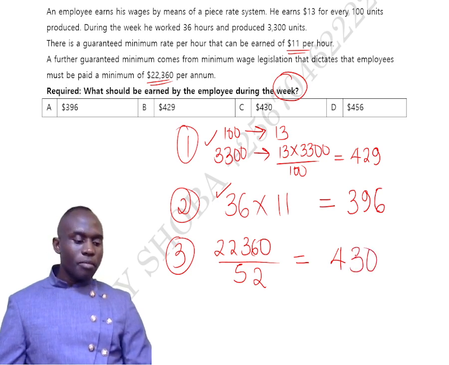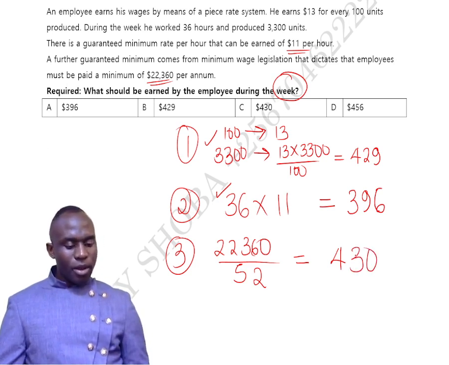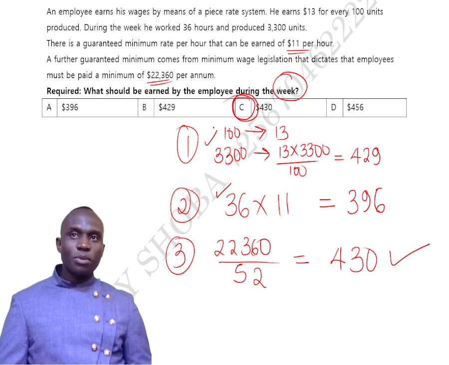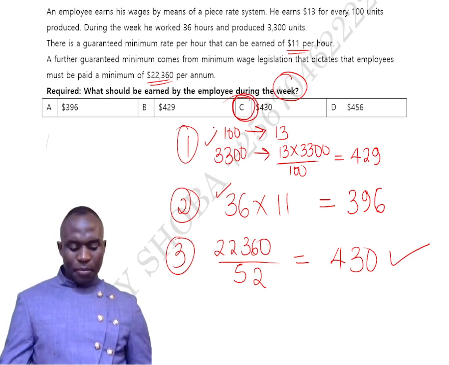So what would be the payment? The higher of the 3, and the highest of the 3 is 430. So the person will be paid $430. So the correct option is C.